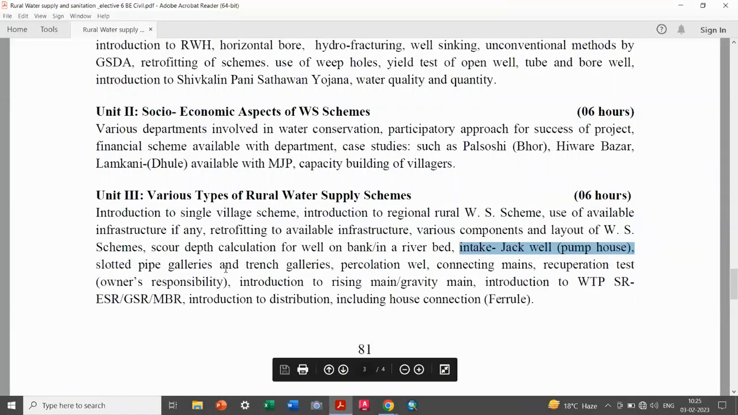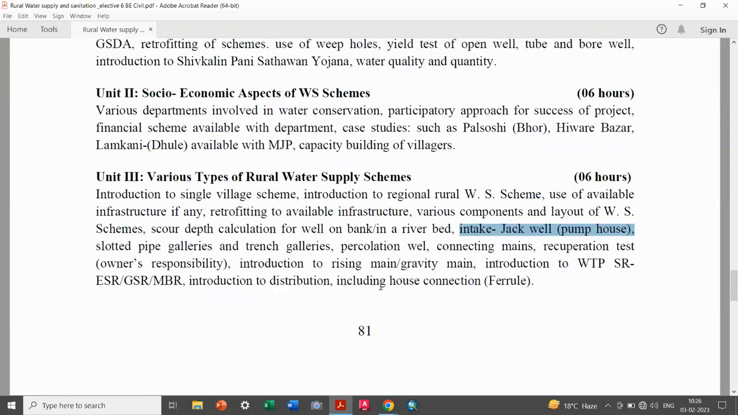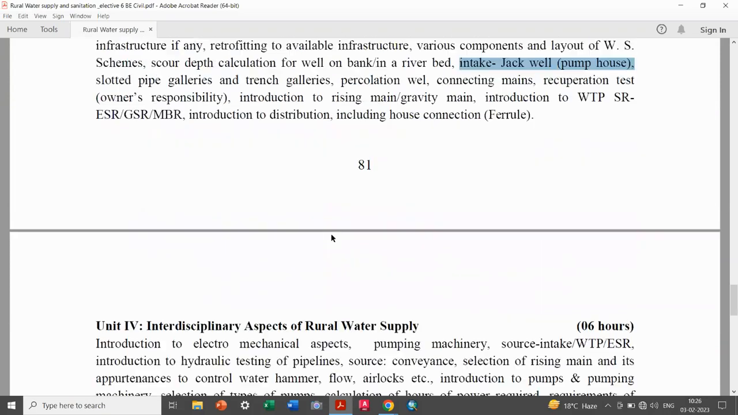Then slotted pipe galleries, trench galleries, percolation well, connecting mains, recuperation test, owner's responsibility, introduction to rising mains, gravity main, introduction to WTP, SR, ESR, GSR, MBR, introduction to distribution, including house connection. Ferrule means up to house. Which infrastructure is required, or how water is supplied from ESR to each house, that we will discuss in detail.